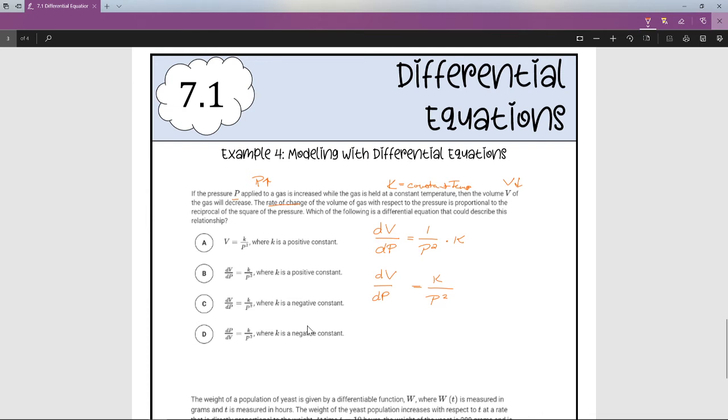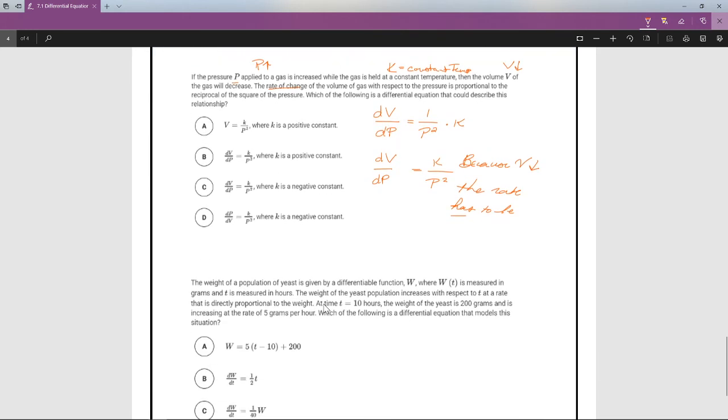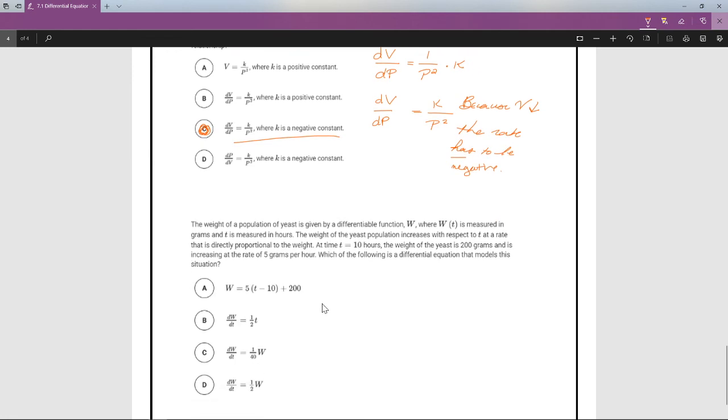Because the volume is decreasing, the rate of change has to be negative. And so that gives us option C for this answer: dV dP equals K over P squared, where K is a negative constant.